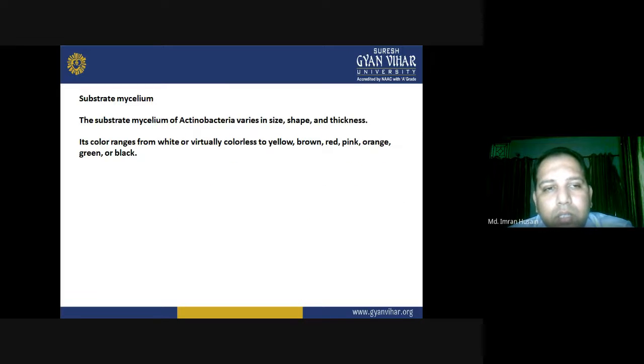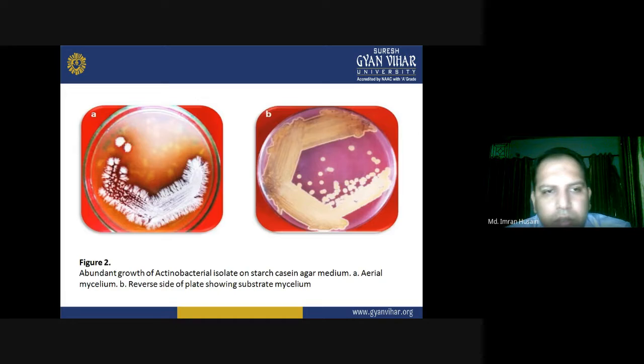Substrate mycelium. The substrate mycelium of actinobacteria varies in size, shape, and thickness. Its color ranges from white or virtually colorless to yellow, brown, red, pink, orange, green, or black. Abundant growth of actinobacterial isolate on starch casein agar medium. So in image A, they are showing the aerial mycelium. B, reverse side of plate showing substrate mycelium.